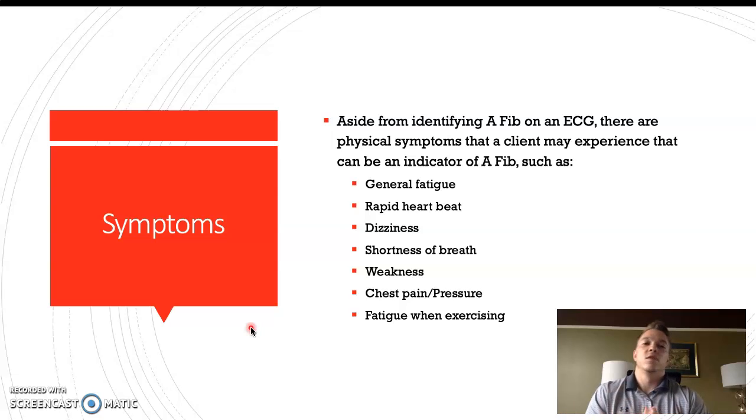A few general symptoms of AFib, aside from looking at an ECG, which is probably the easiest way to actually notice AFib. There's general fatigue, rapid heartbeat, dizziness, shortness of breath, weakness, chest pains, and fatigue when exercising, which again all makes very good sense when you think about the limited amount of oxygen supply going to the body.